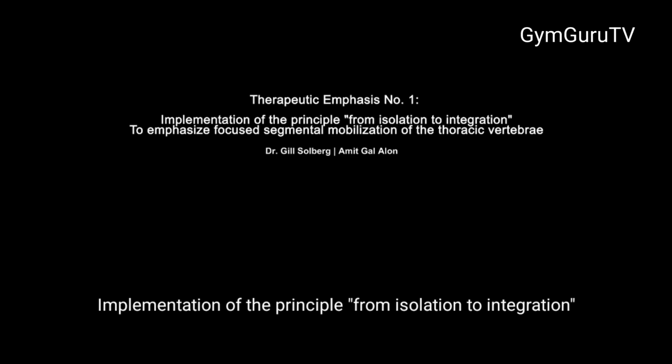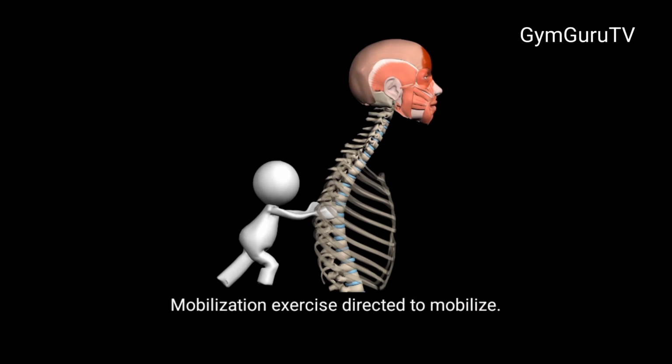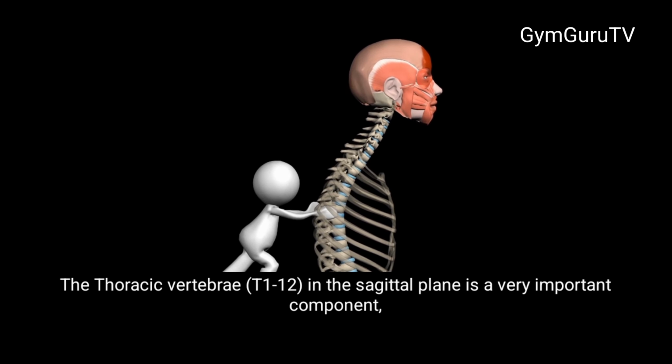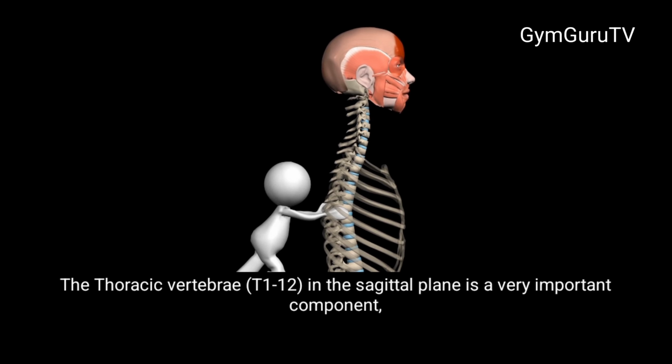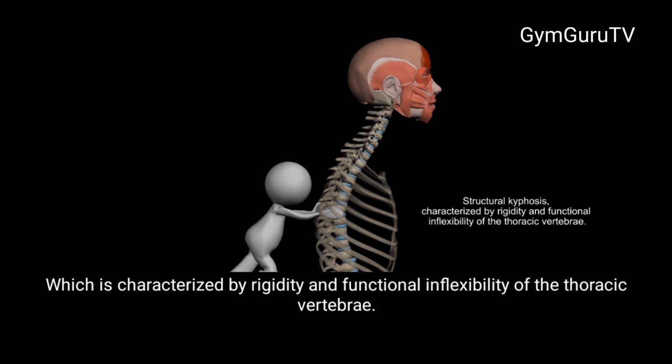From isolation to integration, to emphasize focused segmental mobilization of the thoracic vertebrae. Mobilization exercise directed to mobilize the thoracic vertebrae, T1 through 12, in the sagittal plane is a very important component, mainly in the treatment of structural kyphosis, which is characterized by rigidity and functional inflexibility of the thoracic vertebrae.